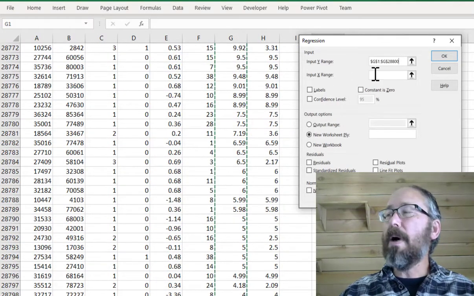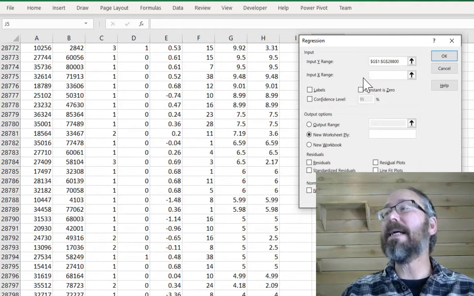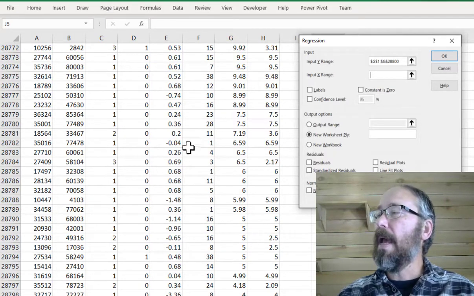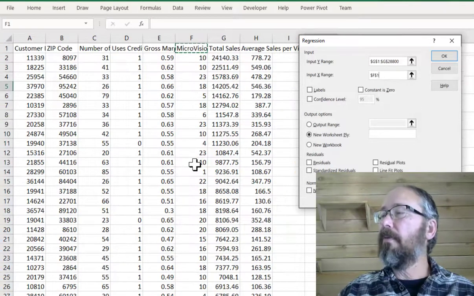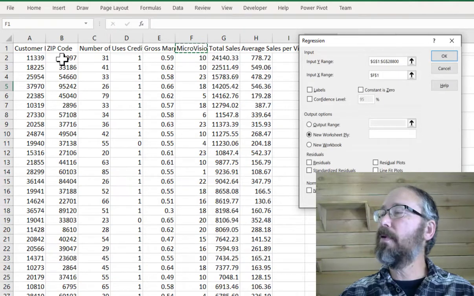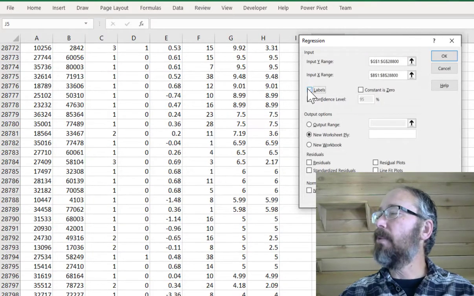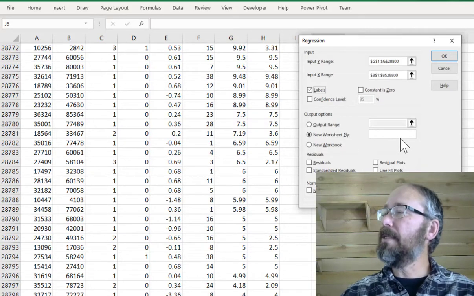And then my X input is the predictor variable. So can I predict Y from X? Can I predict that response variable from my predictor variable? And so in this case, my predictor variable, for the sake of doing this first one, we're going to do the zip code, and we have labels. I'm going to go ahead and leave it on the new worksheet, simply because it's a little easier to explore that way.